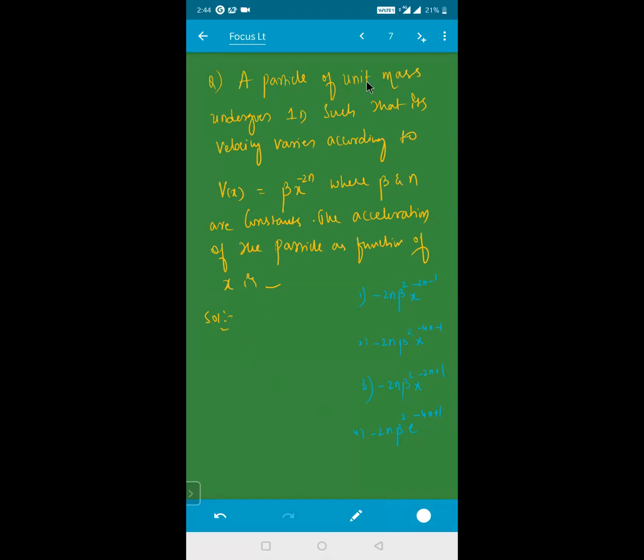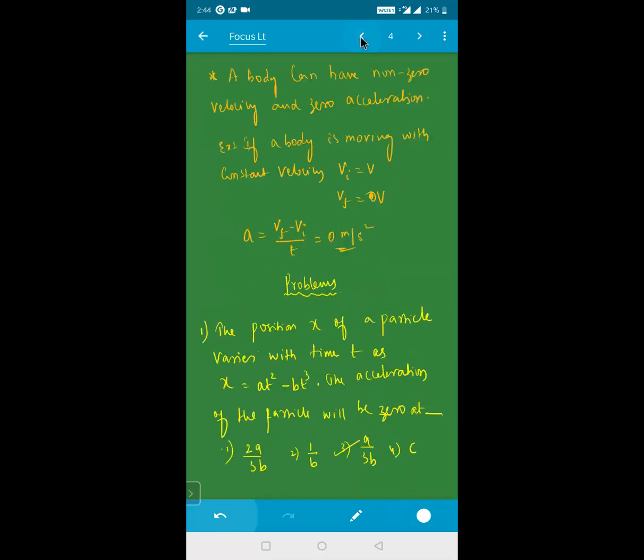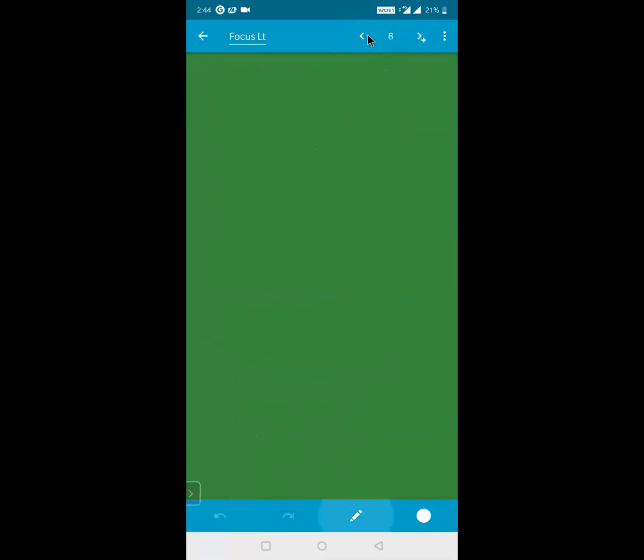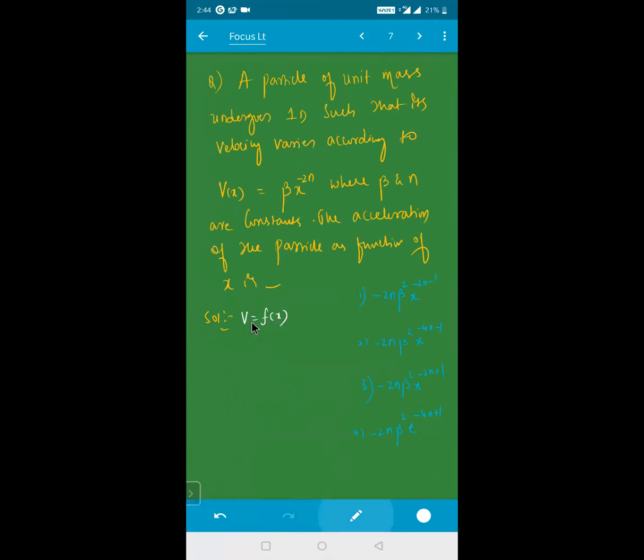Look at what is being told here: a particle of unit mass undergoes 1D motion. Here we see velocity as a function of x. I already told you, when you have velocity as a function of x, how do you write acceleration? Velocity as a function of x means a is equal to v into dv by dx. Did I tell you or not? Use that relation. Here velocity is given as a function of x, so acceleration I can also write as a function of x. A is equal to v into dv by dx. Can I write like this? Yes.